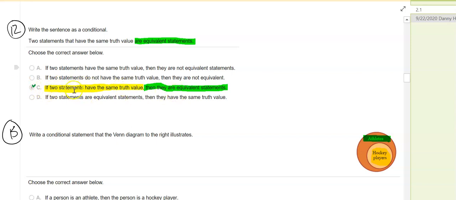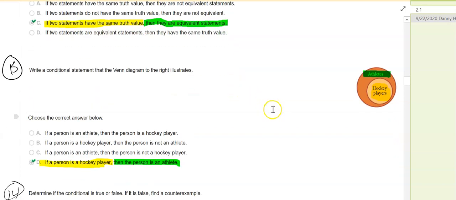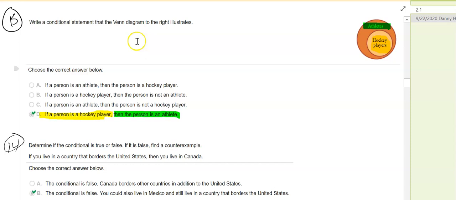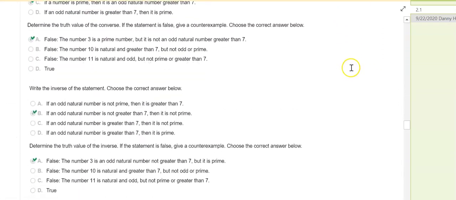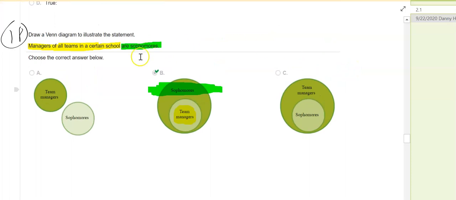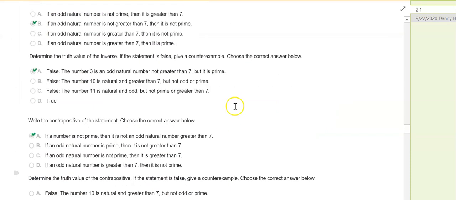So if 2 statements have the same truth value, then they are equivalent statements. And then now we're looking at a Venn diagram, and we must look here. I tried to put it in green here. So the athletes is talking about our conclusion, and then the hockey players is talking about our hypothesis. This also happens in number 18. All right, so our sophomores, this is our conclusion, and our if then, this is our hypothesis.